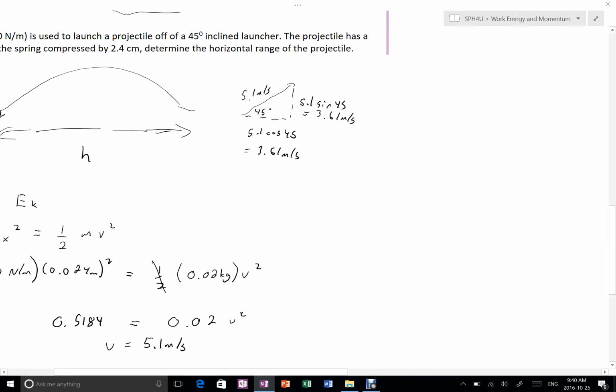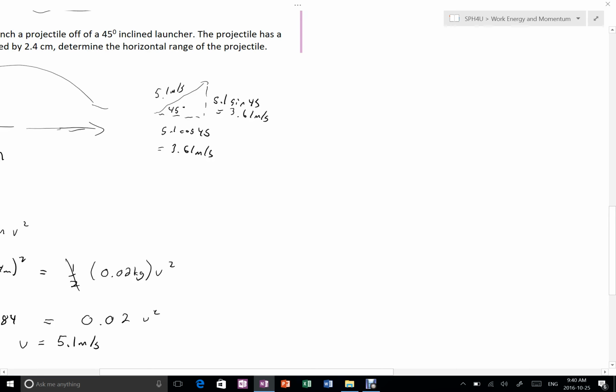Now, with that in hand, I can divide all my information into my horizontal and vertical information. I'm going to assume this is a perfect projectile with a 0 acceleration in the horizontal direction and a negative 9.8 meters per second squared in the vertical. A change of height of 0. Again, I'm neglecting that tiny little bit that it would have moved up as it was shot. And an initial vertical velocity here of 3.61 meters per second. Using that, since I have 3, I can find time.